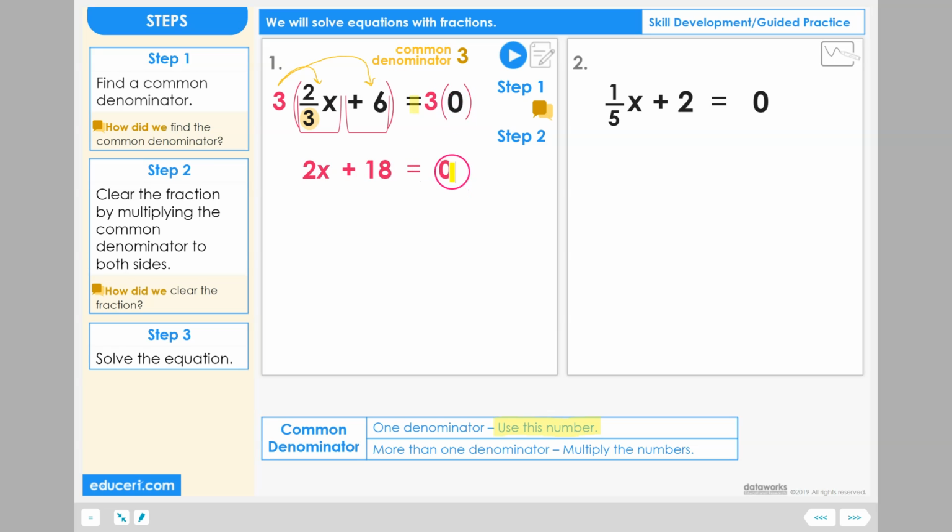Our equation now has no fractions in it. We have cleared the fraction. How did we clear the fraction?